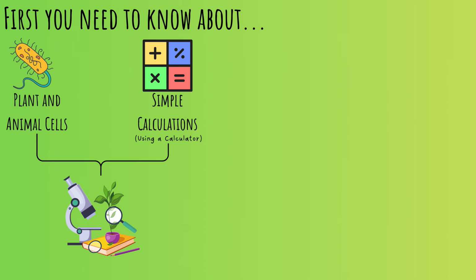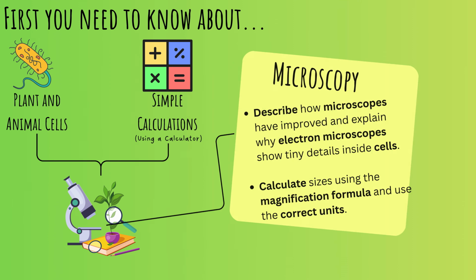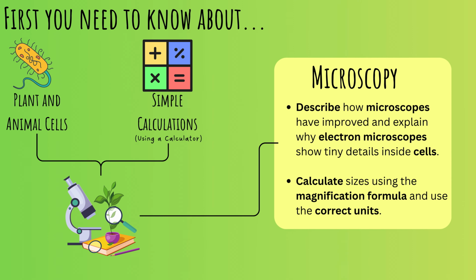The things you're first going to need to know about are plant and animal cells, and you're also going to want to be able to do simple calculations. Remember, in GCSE, they are always going to let you use a calculator in a science exam. You're going to be able to describe how microscopes have improved and explain why electron microscopes show tiny details inside cells. And you're going to be able to calculate sizes using the magnification formula and use the correct units to go along with it.